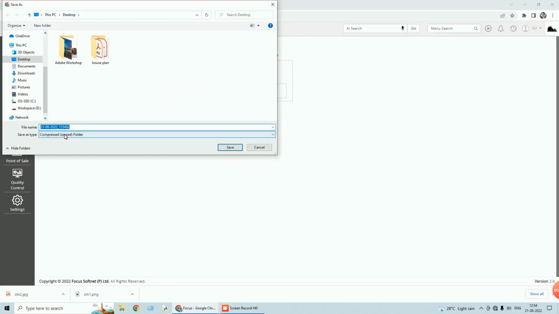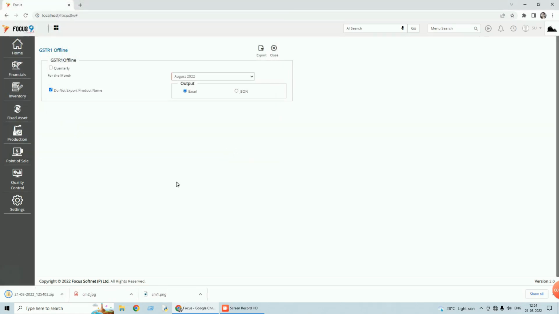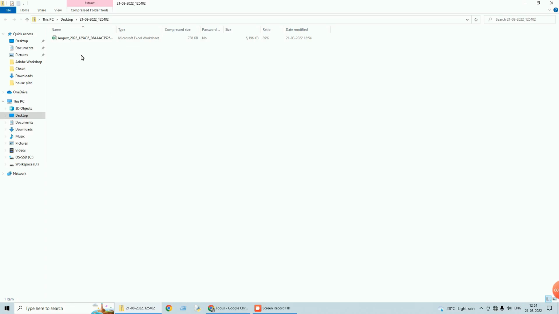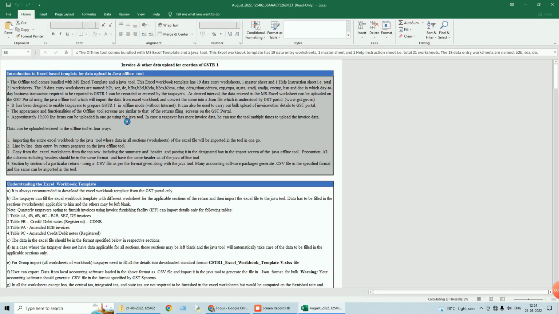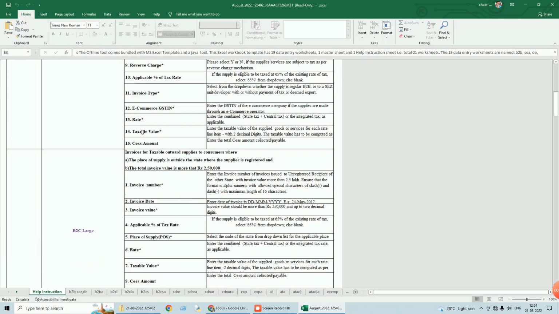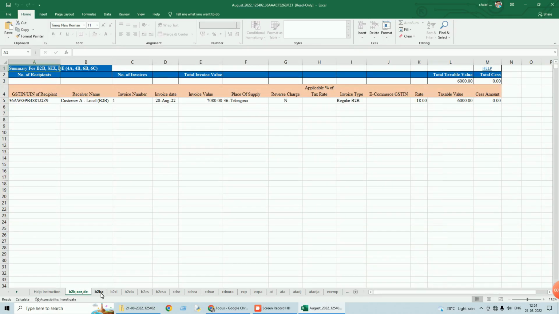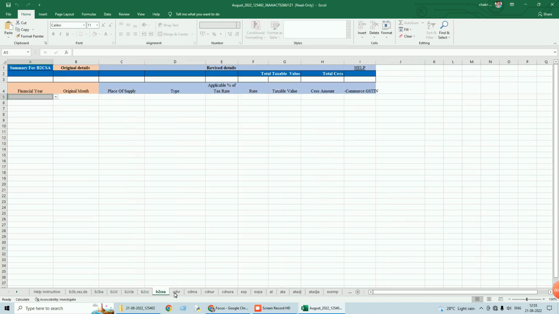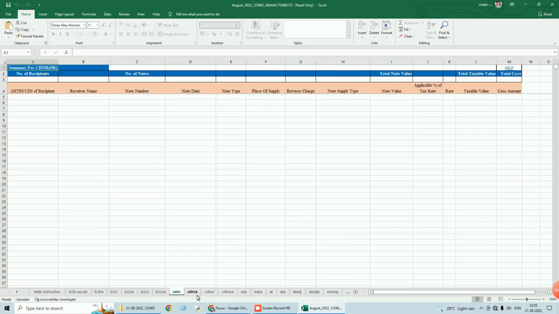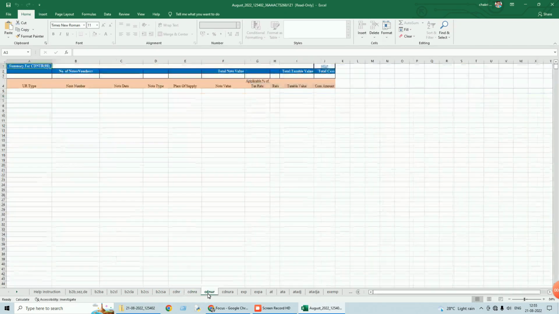Now you see it is asking where to save this report. I am saving on the desktop. Here you see, the report is there. I'll just double click this. Now you will get all the information. This is the GSTR1 report. Now you see there are so many tabs here. This report will be submitted on the government side.